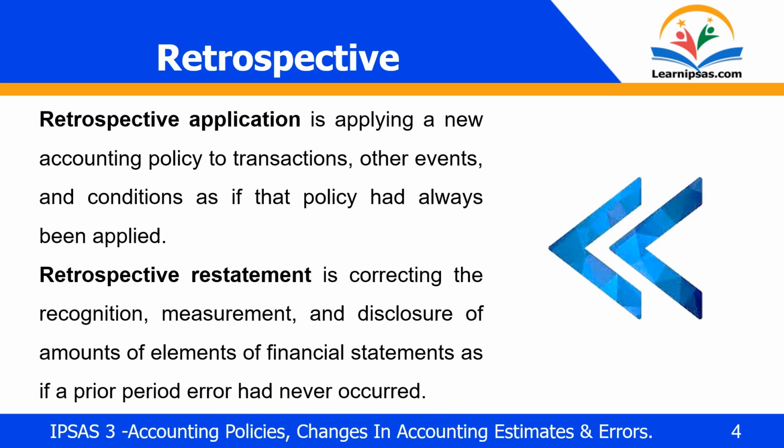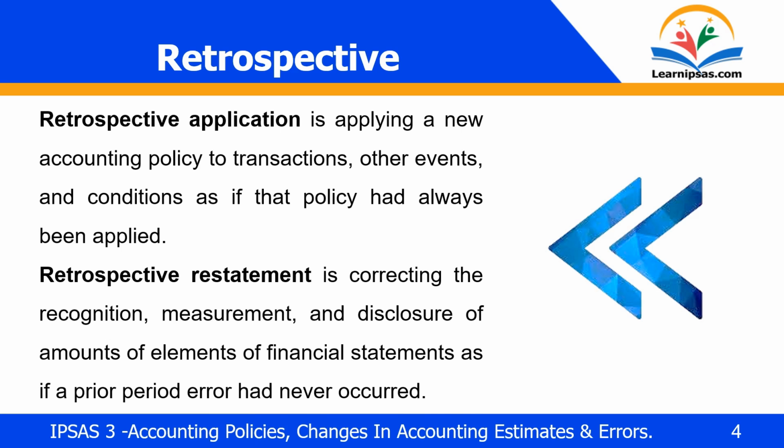Retrospective restatement is correcting the recognition. So you correct how you are recognizing, how you are measuring, and the way you are disclosing those amounts of elements of financial statements as if a prior period error had never occurred. Which items do we apply retrospectively? Accounting policies and major material errors on accounting estimates.